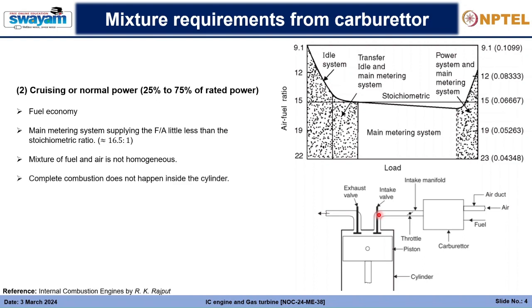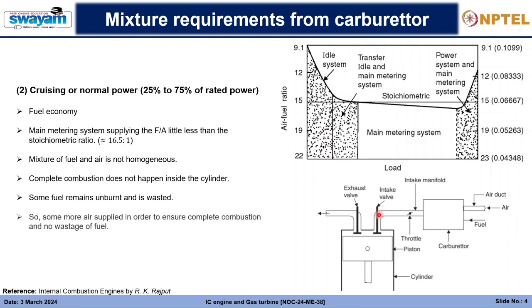So due to the non-homogeneous mixing, the complete combustion does not happen inside the cylinder, and some fuel remains unburnt and is wasted, and we do not want that. So some more air is supplied in order to ensure complete combustion and no wastage of fuel. So that is the case for the cruising or normal power, that is 25% to 75% rated power.